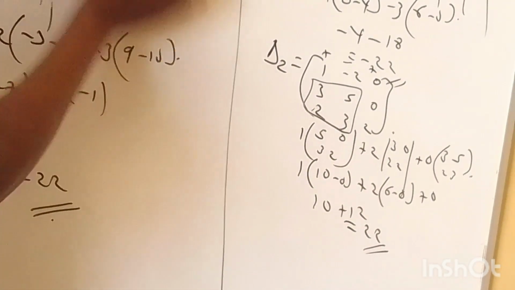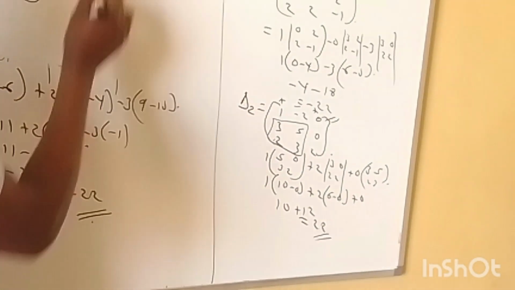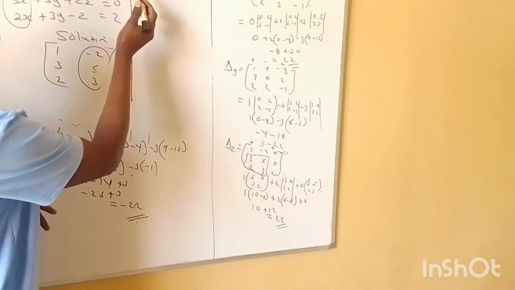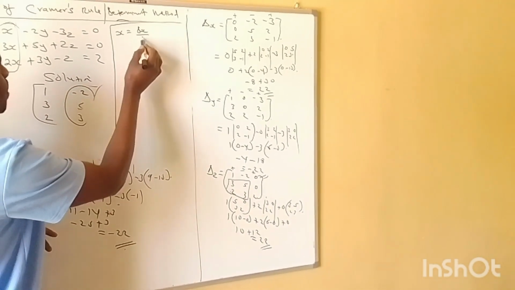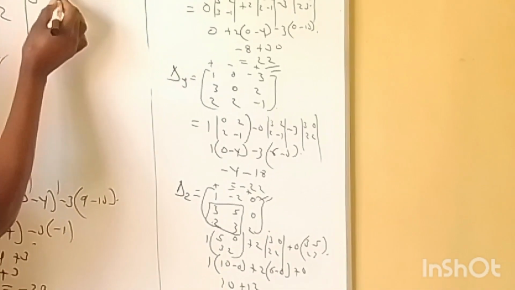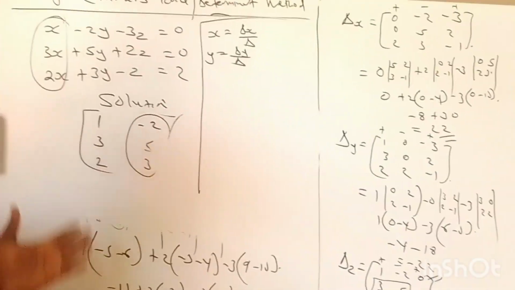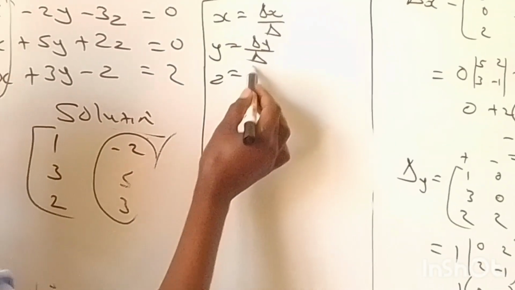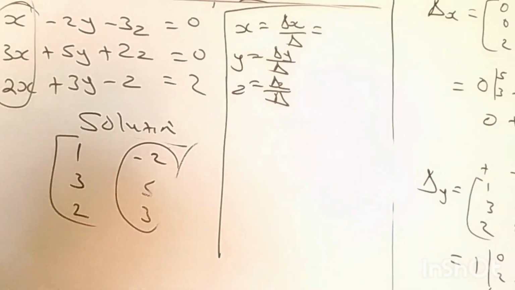So we are almost there. As you can see, it's very easy and sweet. Mathematics is very sweet, you guys. So can we now get, first, to get X, the determinant of X divided by the determinant that we got initially. Y, the determinant of Y divided by the determinant that we got initially. Then Z, also the determinant of Z divided by the determinant. So can we now get them very fast?